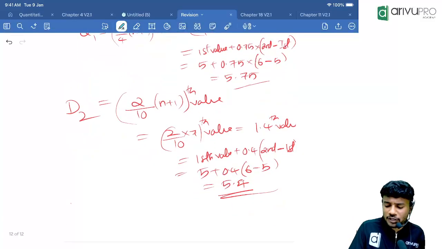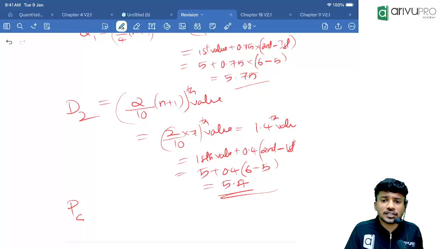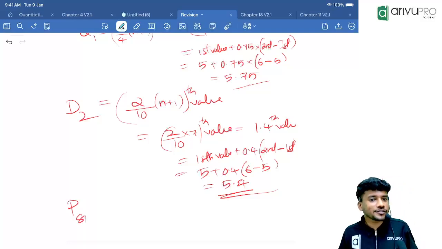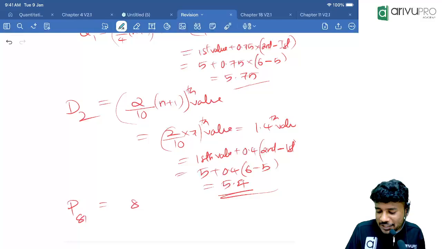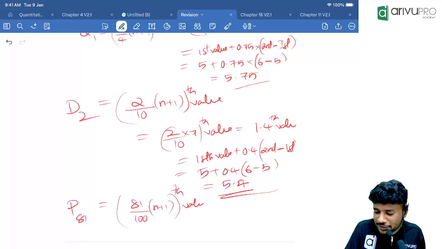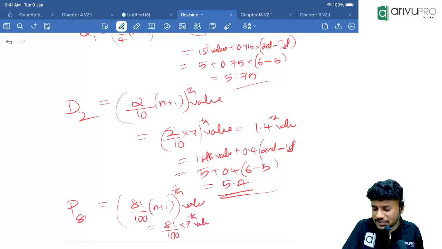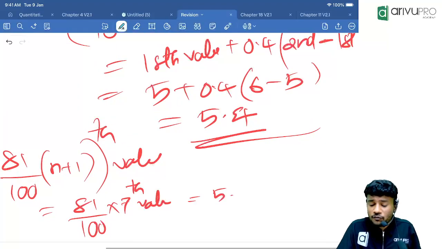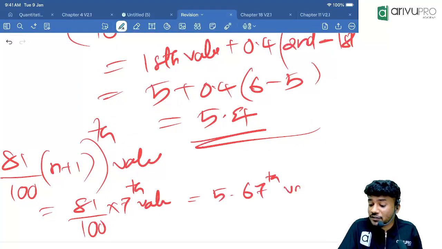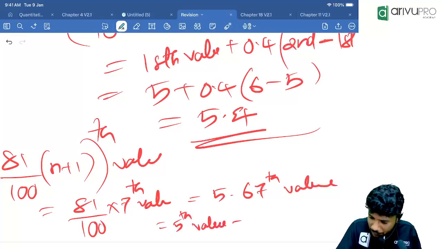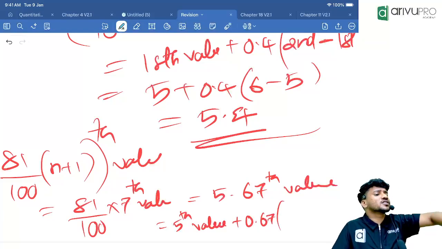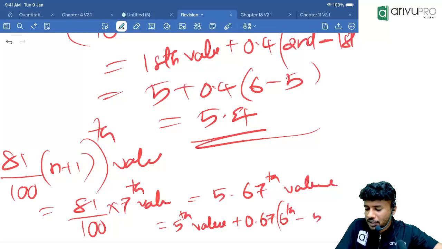Now percentile I am going to find. P81 is how much? 81 divided by 100 into N plus 1th value, that is 81 divided by 100 into 7th value. Can anyone tell me exactly how much that is? 5.67th value. Correct? 5.67th value means 5th value plus 0.67 into the 6th minus 5th value.